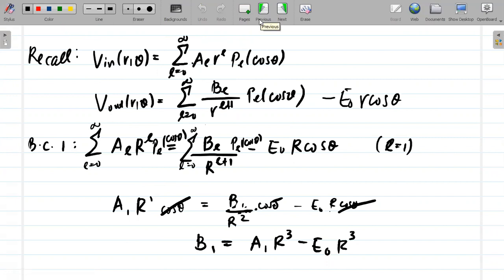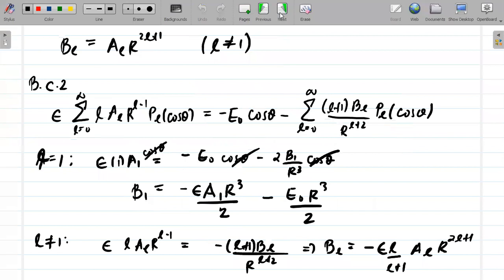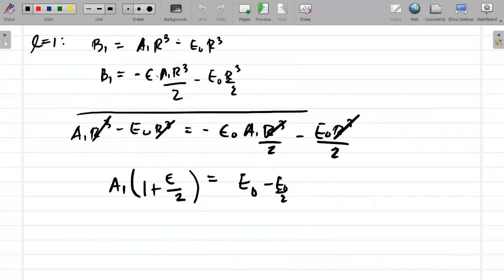Parang may mali ako sa algebra class. Wait lang. So, this is minus B1. Okay. Class, yung B1, ito mapupunta dito. So, magiging positive siya. Ay, nako. So, magbabago din to. Magbabago to. May negative. So, this is equal to negative 3 halves E naught.